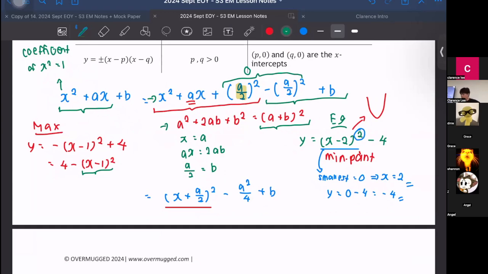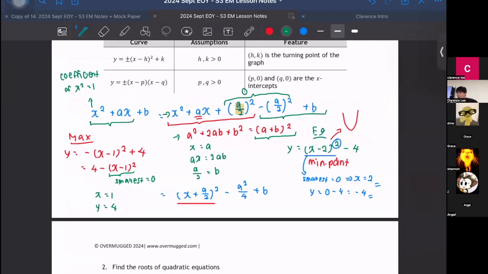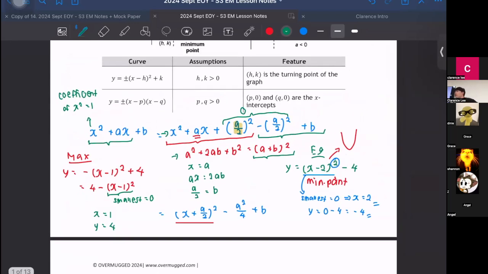So you want your bracket once again to be the smallest value. Right? And same thing, for a square to be the smallest value, it must be equal to 0. So therefore, x has to be equal to 1. And y will just be equal to 4. So this is the reason why you complete the square when you want to find the turning point.